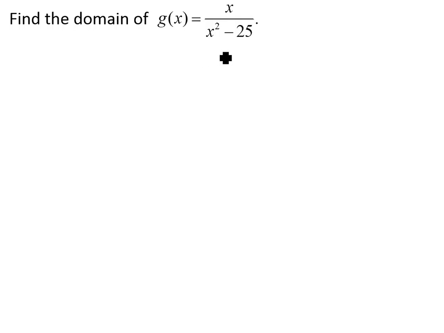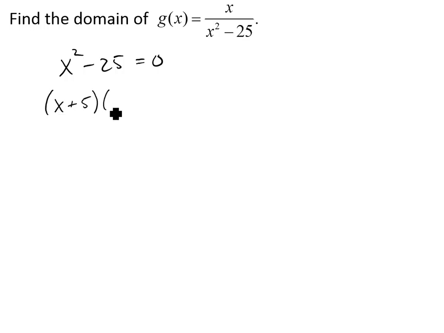So in order to find those values, we go ahead and just take the denominator and set it equal to 0. Solving this equation will show us what numbers to leave out of the domain. So we can solve this a couple different ways. I could add 25 to both sides and do the square root of both sides, making sure I use plus or minus. Or I can go ahead and just factor this.